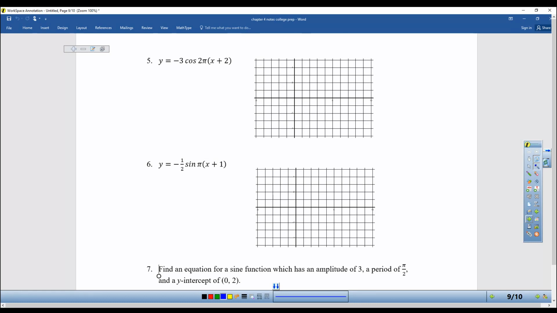All right, we have two more graphs. Again, if you haven't tried one on your own yet, I can't stress enough, you're really going to want to try one on your own.